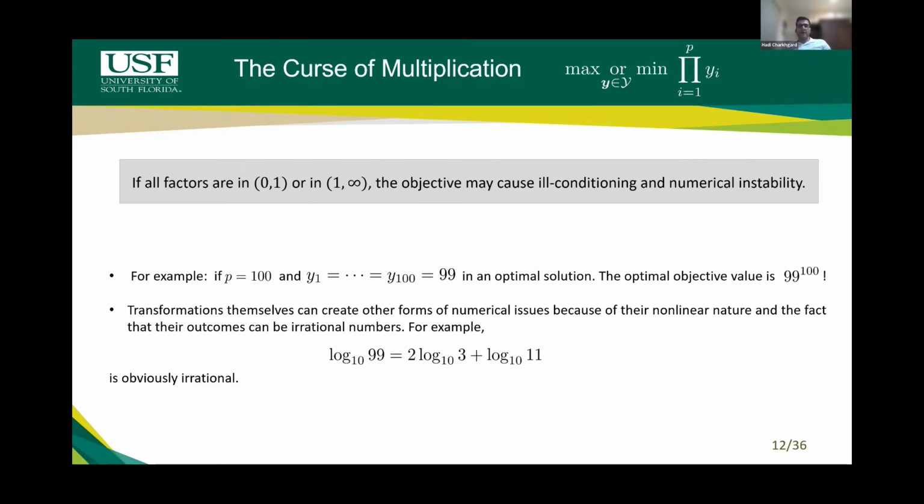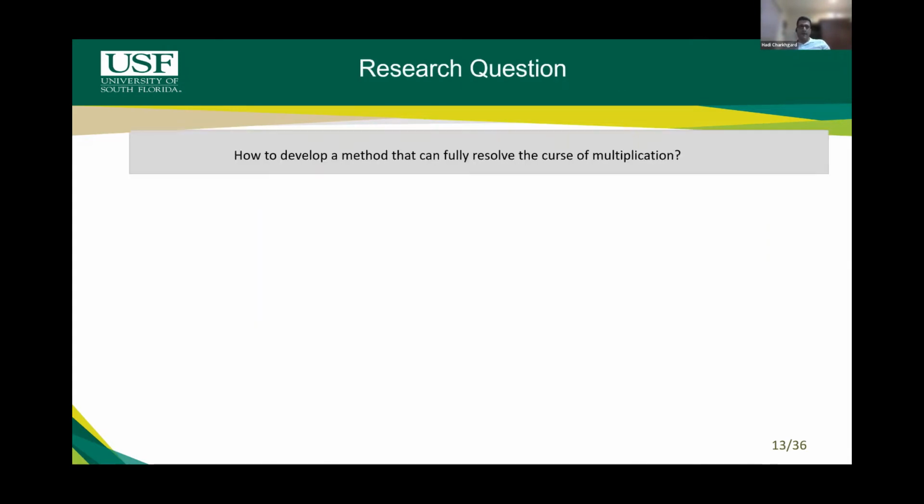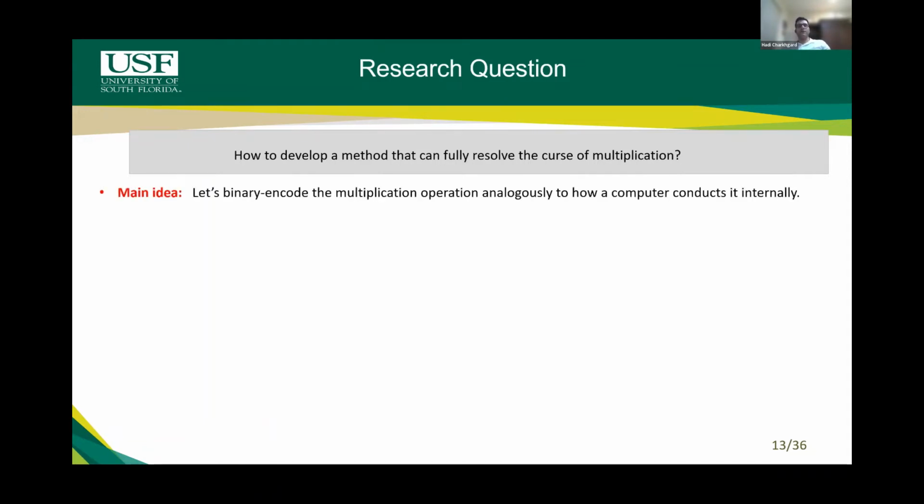So anyway, if you pass a problem with a large value of P into existing techniques to solve the multiplication problem, you face a numerical issue. That was bothering us, and we called that issue the curse of multiplication. We were trying to solve that issue since then, and we came up with an idea. Our idea was to binary encode the multiplication operation, similar to how a computer conducts it internally. That's the idea that came to our mind.